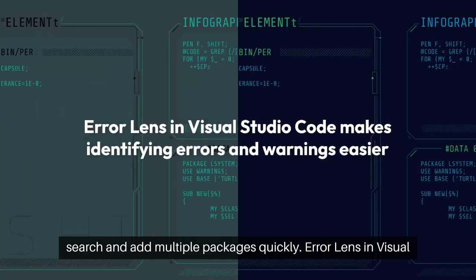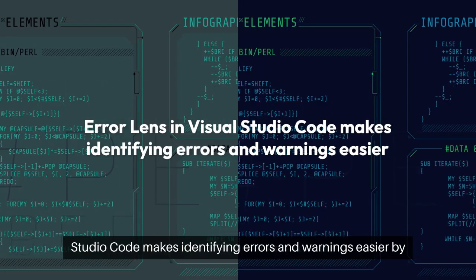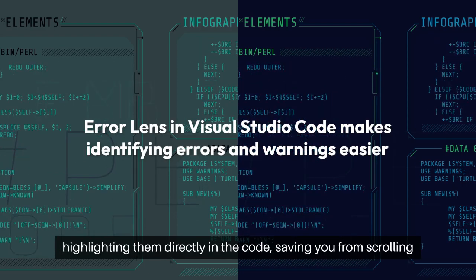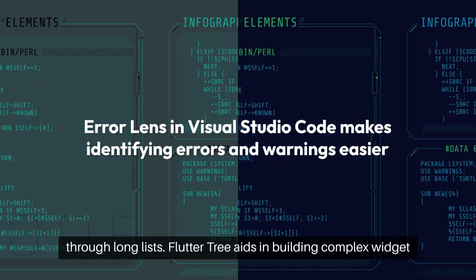Error Lens in Visual Studio Code makes identifying errors and warnings easier by highlighting them directly in the code, saving you from scrolling through long lists.